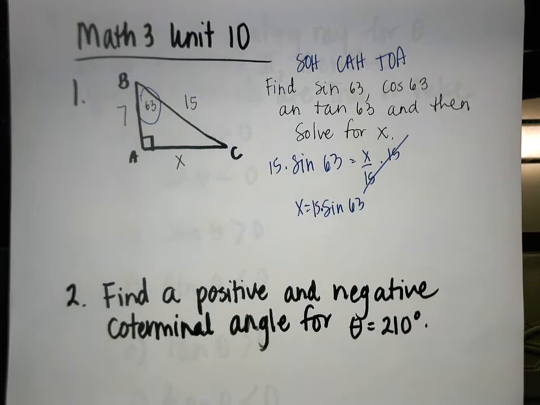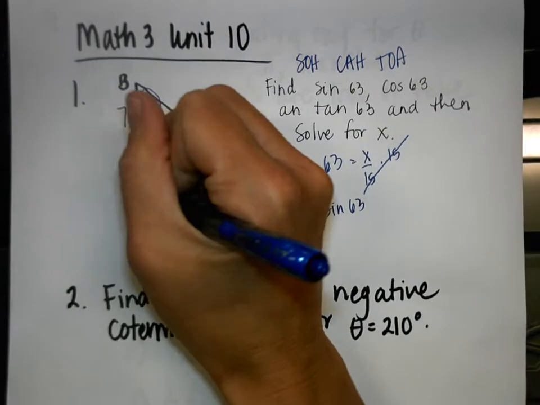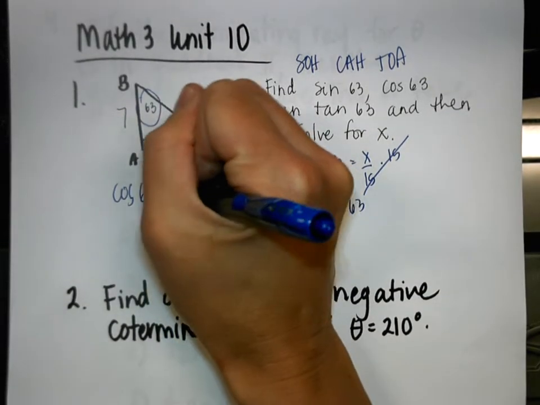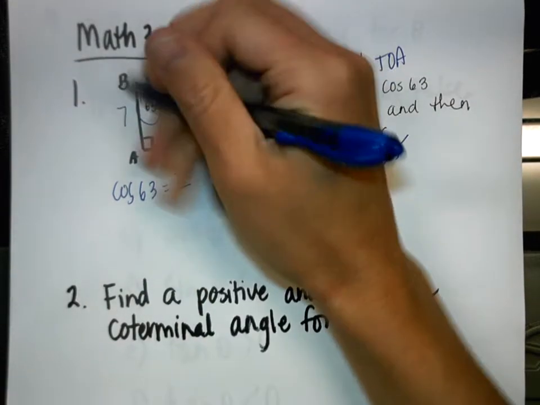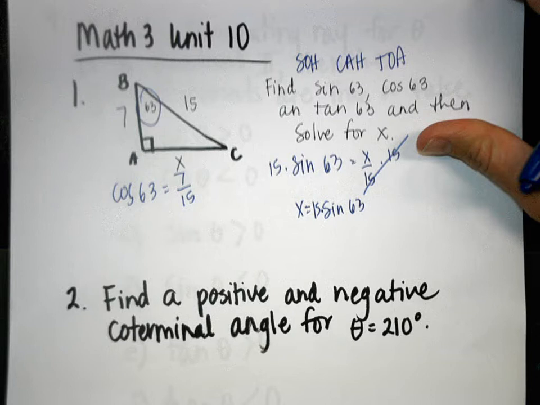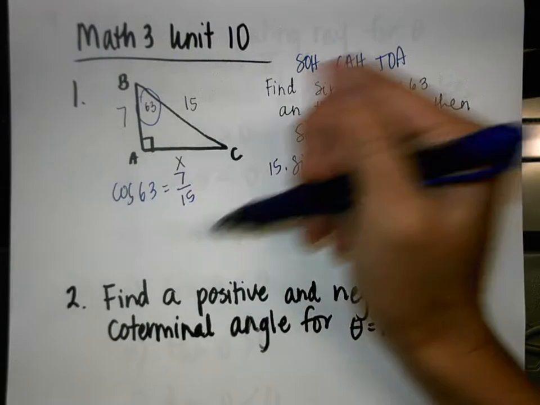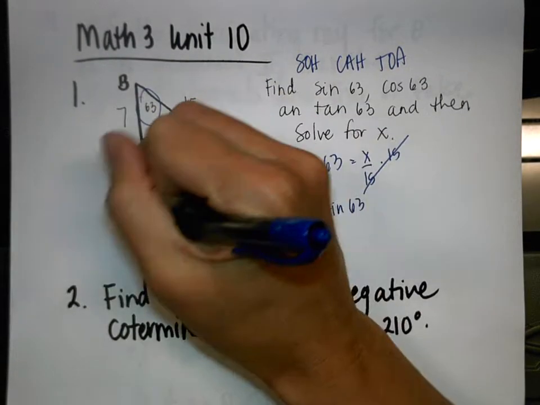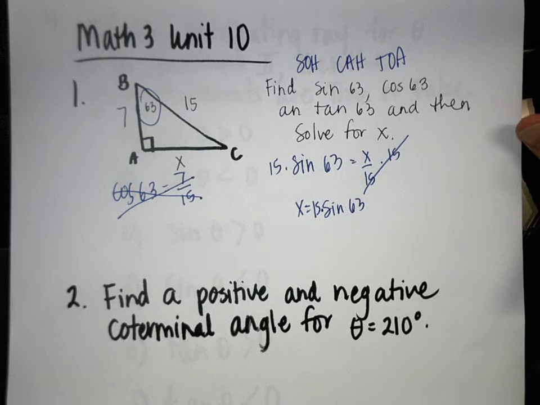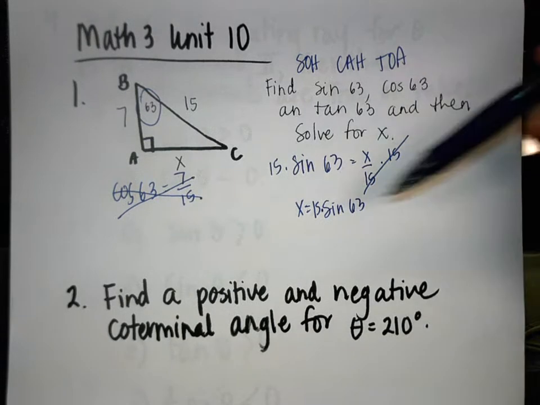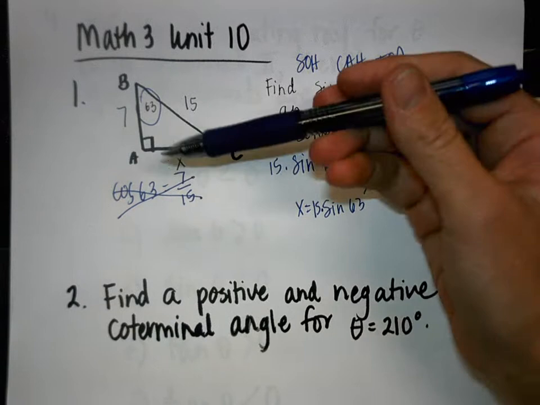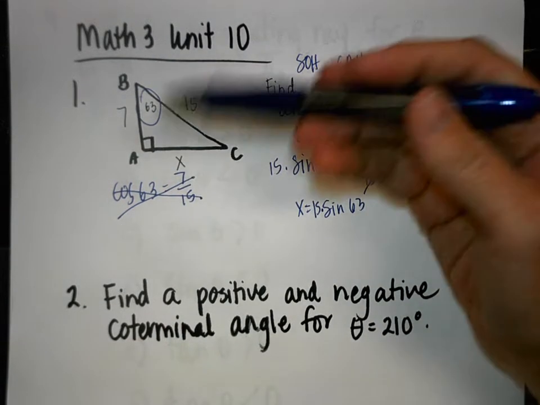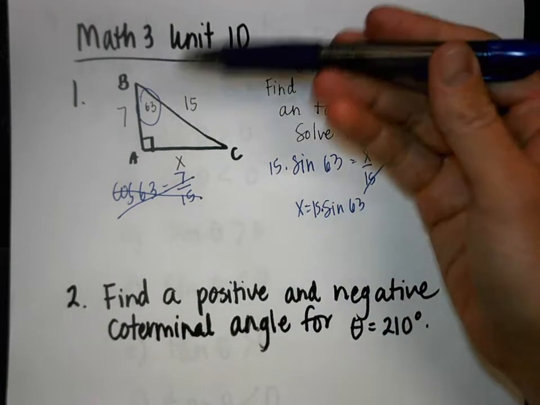For cosine of 63, so cosine 63 equals, adjacent is 7 over hypotenuse is 15. And on this one, if you notice, there's no x here, so I can't solve for x, so cosine is not going to actually be an answer. This will be a multiple choice question on your test, and so you're going to be going through each one and figuring out which ones are true and false. So cosine cannot be solved for x, and so therefore it's not going to work.